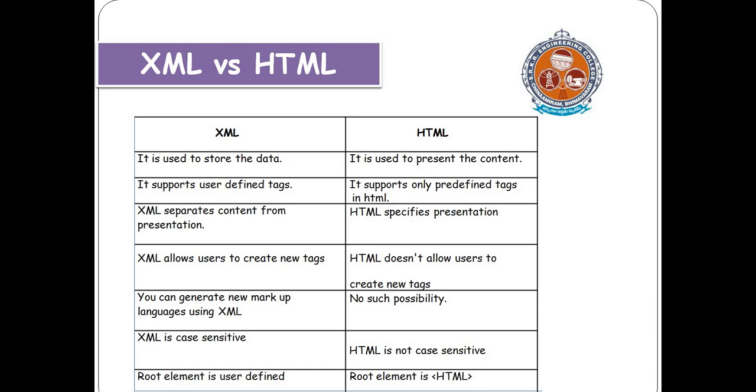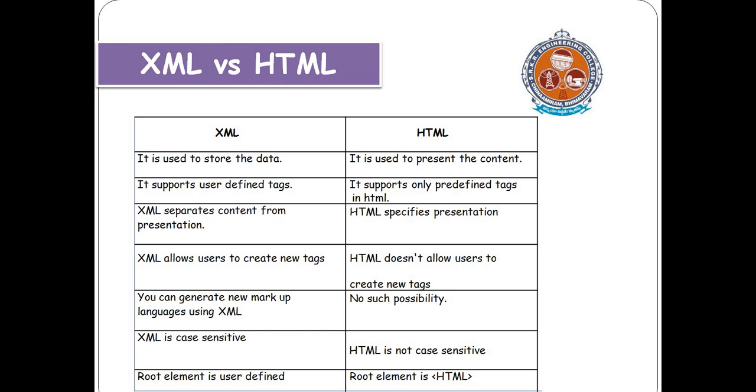Now the difference between XML and HTML. XML is used to store the data, as I have already explained. By using XML you can store the data, whereas HTML is used only to present the content on a browser. HTML can use only predefined tags, but XML supports user-defined tags.